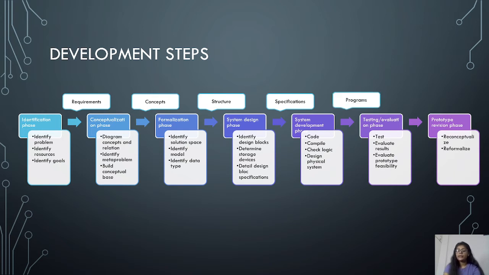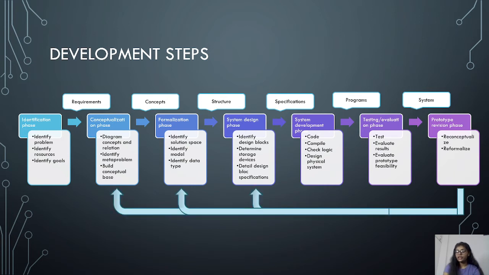Next is one of the main stages, which is the testing and evaluation phase. The prototype system developed in the previous stages is tested to check if it fulfilled its required goals. In the next stage, that is the prototype revision phase, based on the result of the previous stage, we determine the issues and the conceptual changes that are to be made. The system is then accordingly redesigned and the data is reformalized.